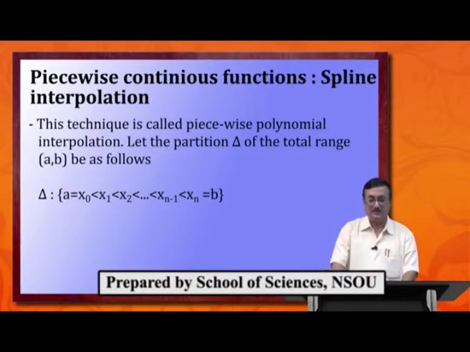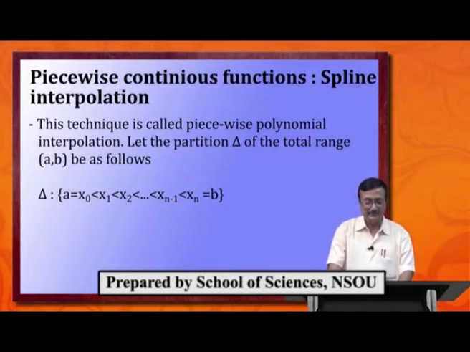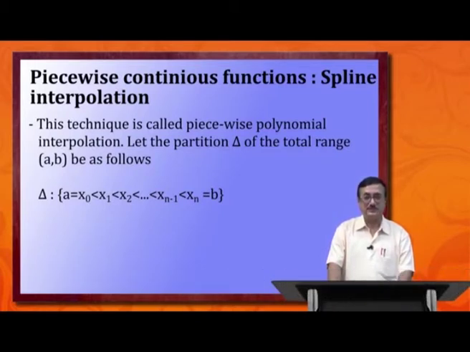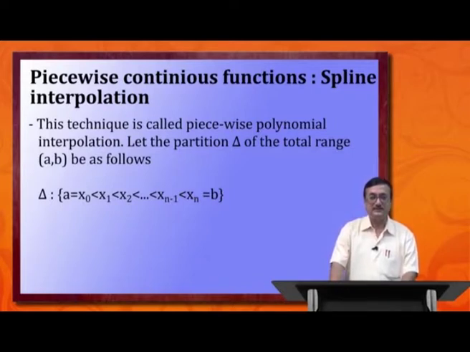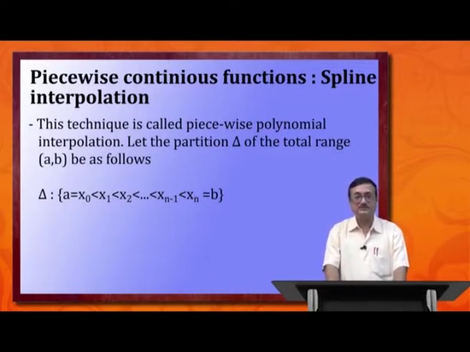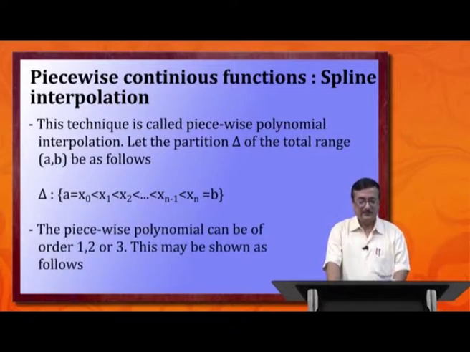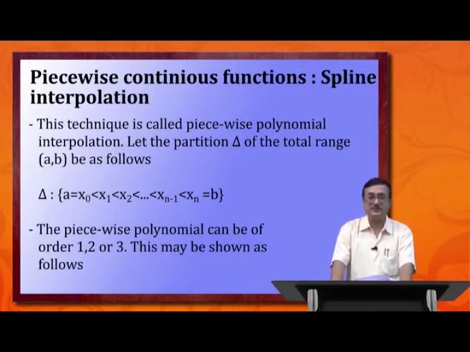Let the partition delta of the total range AB be as follows. Delta AB is divided into a number of subintervals by introducing the points x0 = A, then x1, x2 up to xn-1 and xn = B. Note that this delta is just a partition and it has nothing to do with the delta operation, that is the forward difference. Don't confuse this delta with that delta. The piecewise polynomial curve can be of order 1, that is the linear polynomial, order 2 quadratic polynomial, order 3 cubic polynomial, or more than that.